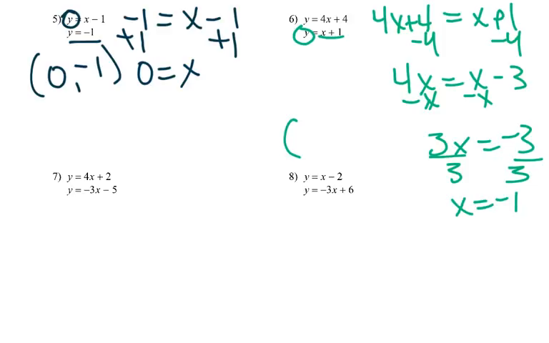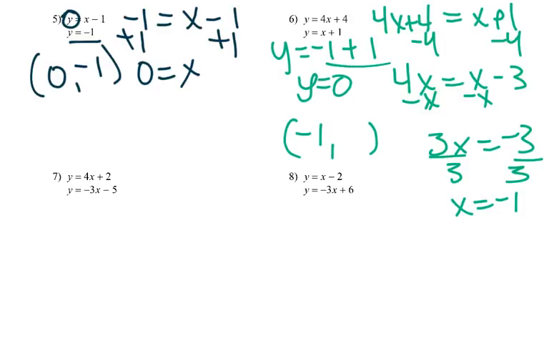So there's half my answer. Now I need to find the y. To find the y, I can just replace that x with -1, and instead of y equals x plus 1, I have y equals -1 plus 1. -1 plus 1 is 0, so y equals 0. So the second half of my answer is 0. So -1, 0.